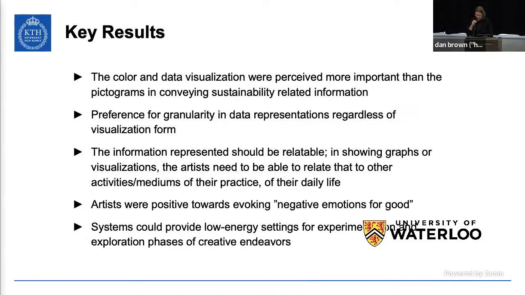So when we looked at the results of the prototype user tests and also the surveys, these things stood out. The color and the data visualization were perceived as more important than the pictograms in conveying sustainability-related information. For data visualization, it's probably quite obvious because it has the most informational content, and colors might be preferred as they are more intuitive than the pictogram symbols. For the data representation, granularity was preferred regardless of the visualization format. We had pie charts, bar charts, and line charts that we were showing them.